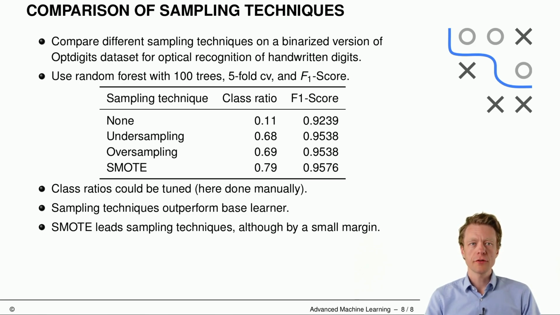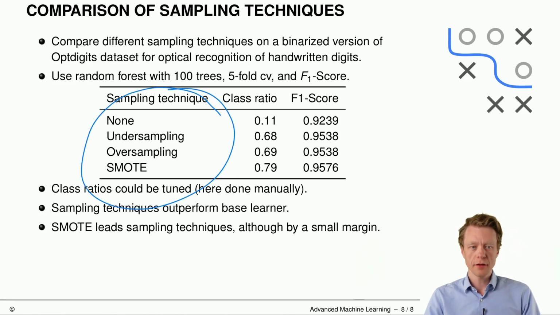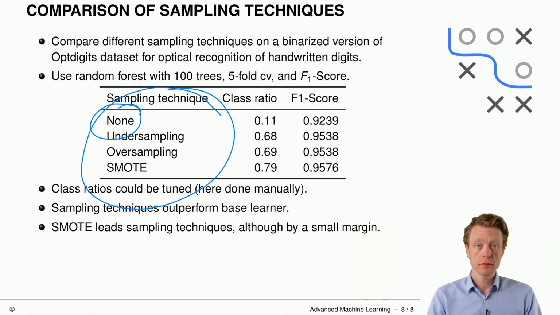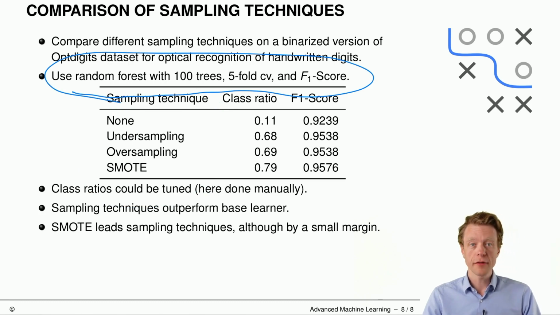We use a binarized version of the opt-digits dataset, which is a dataset for optical recognition of handwritten digits. So originally it has 10 classes, 0, 1, 2, up to 9, but this is just the binarized version where the largest class is the positive class and all the other classes are combined in one negative class. We then use different sampling techniques. So as a baseline, no sampling at all, and then undersampling, random oversampling, and SMOTE. And we can compare the performance of a random forest learner on these 4 resulting data sets. Random forest with 100 trees, we use 5-fold cross-validation and the F1 score.